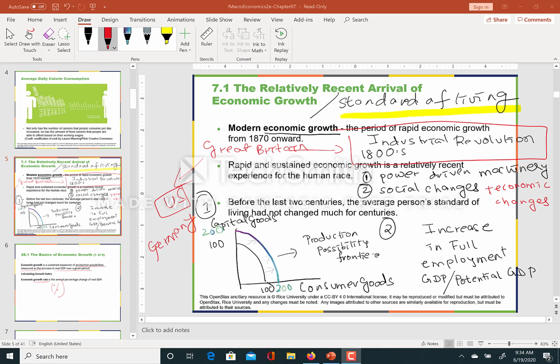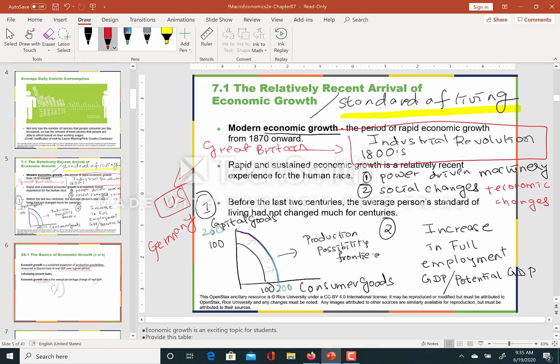That was the first half of the 1800s, and it started in Great Britain, and after that it spread to the US, Germany, and all over the world. By Industrial Revolution we mean we had widespread use of power-driven machinery and equipment, and we had some social and economic changes.